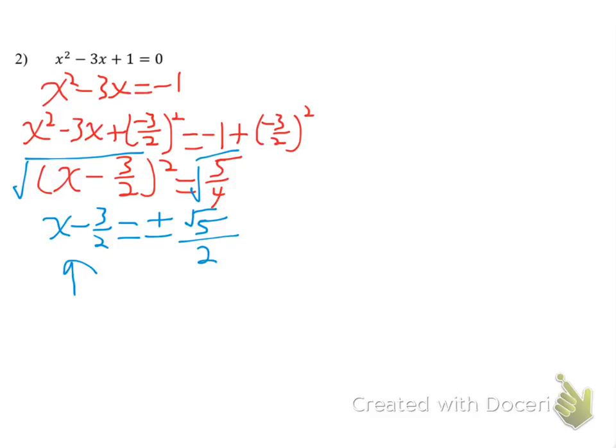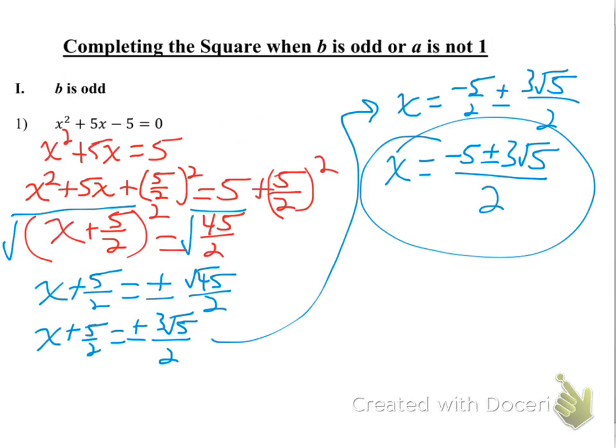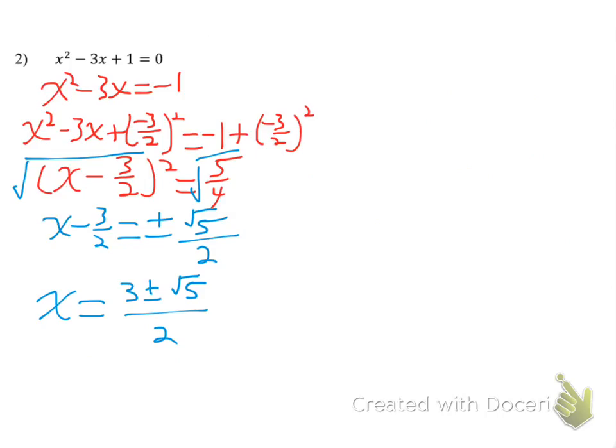So now we're ready to add 3 halves to each side. And I notice that the denominators are the same. So now it's going to be a positive 3 plus or minus square root 5 all over 2. So I kind of skipped the middle step from the last one. This part right here. Again, because I noticed that these were already the same, we can go ahead and just add the tops and put it all over 2. Again, this implies 2 different answers.